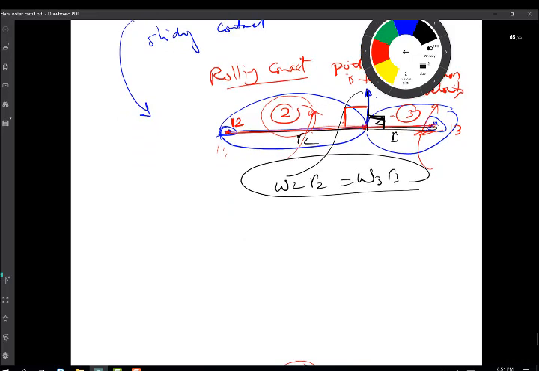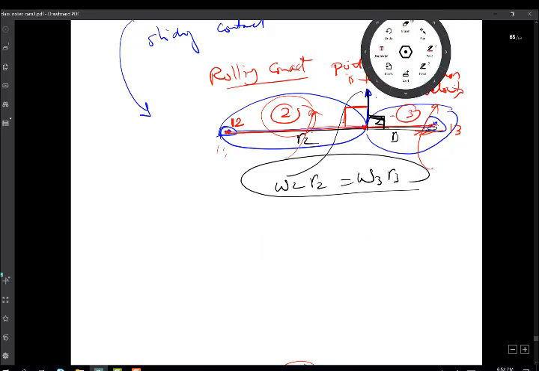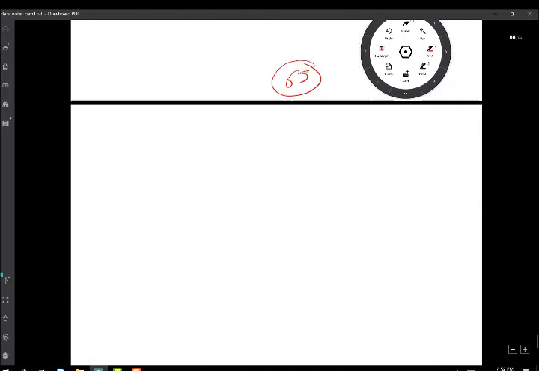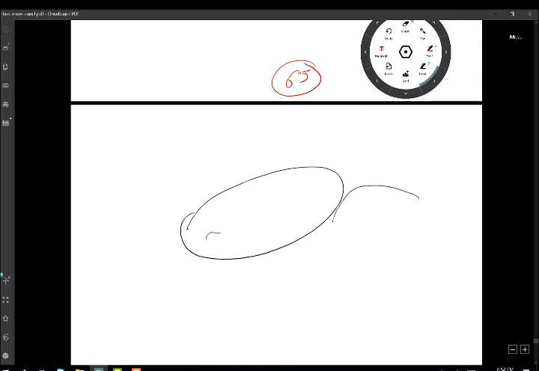Now, the other situation, if the links are like that. Let me just delete this here and give myself a little bit more room. So if I have a situation such as this one, the contact here, and that's here, and this is fixed here.